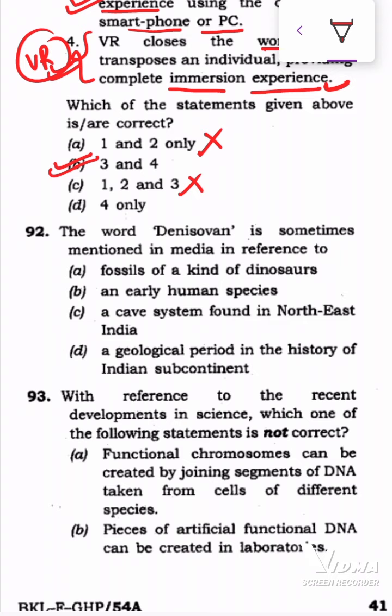See, Denisovan was a very particular question that was in the news because fossils of an early human species were found in Siberia, and the scientists have actually called it Denisovan. So it was with reference to that particular event that happened in the year 2018. It was a fossil of the early human species.